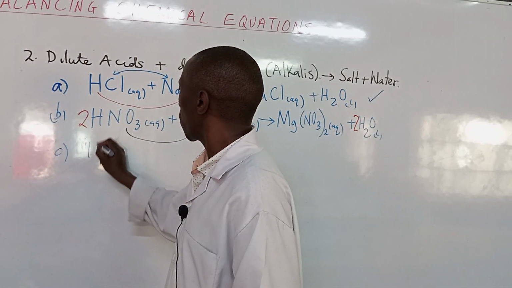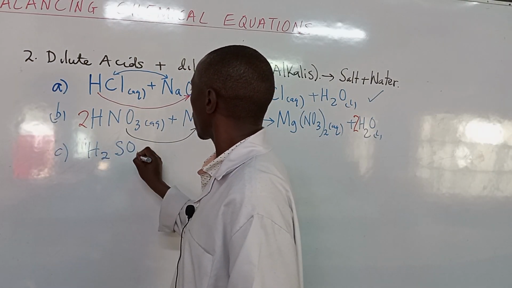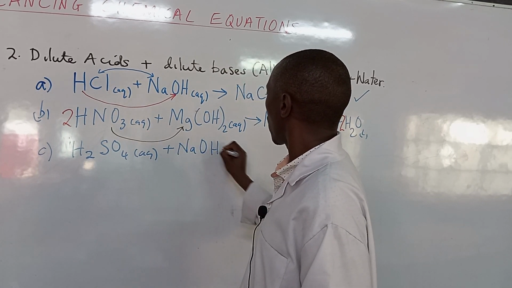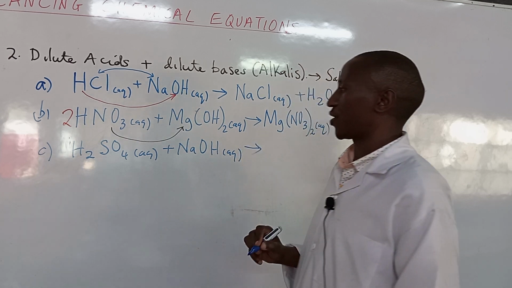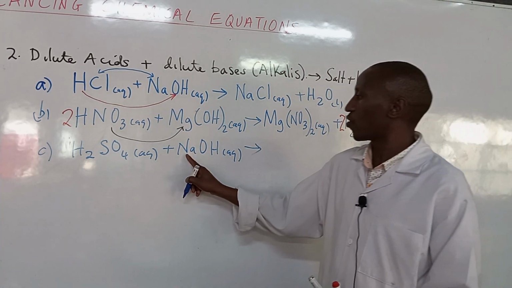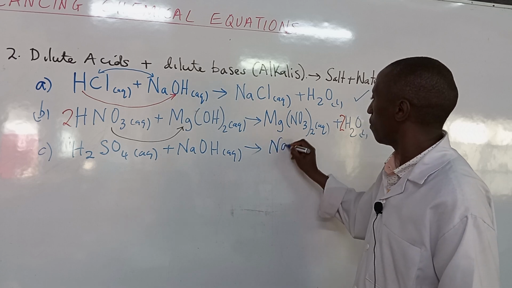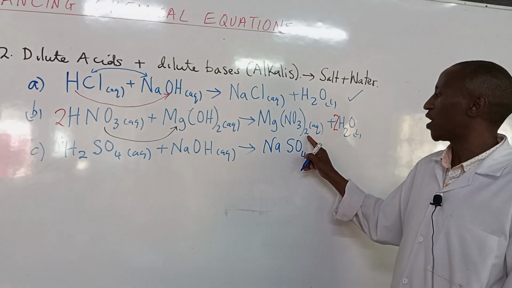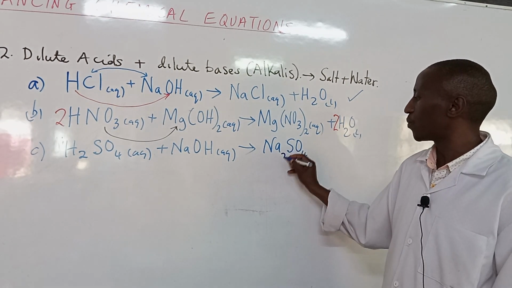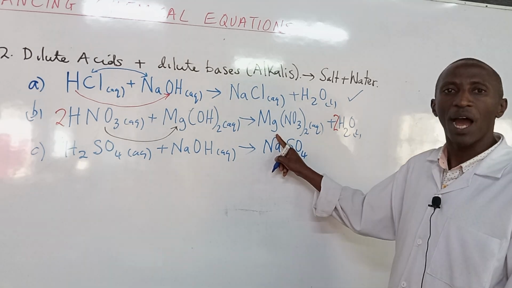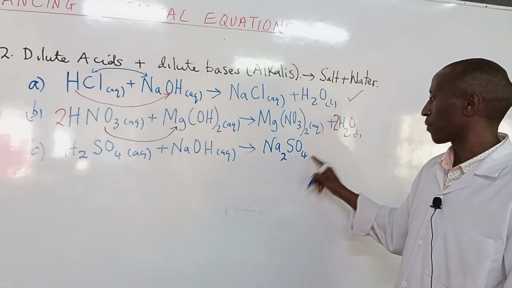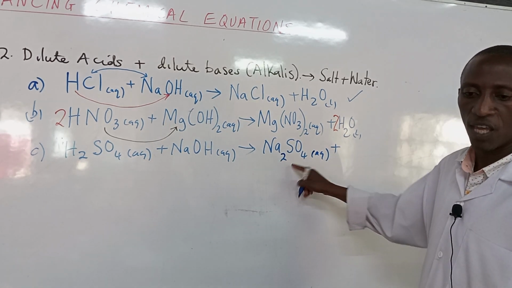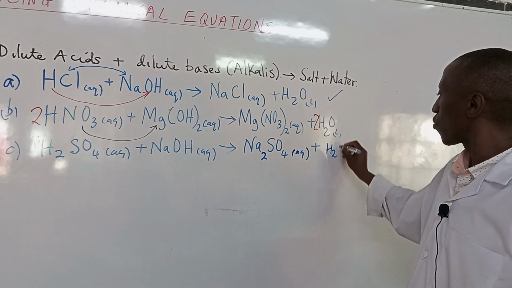Number C, sulfuric acid reacting with sodium hydroxide, for example. What do you get? We get the salt, sodium sulfate. Sodium sulfate. Viewers, it is important we master valency because the valency of a sulfate is 2, so we bring that 2 here. A sodium ion or sodium atom has a valency of 1. So that is the correct formula of sodium sulfate, and that goes together with the water liquid.